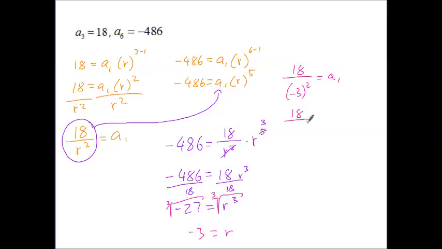18 divided by 9 is equal to a sub 1. So 2 is equal to a sub 1. And now we have all the elements we need to write our rule, which then looks like this now. A sub n is equal to 2 times negative 3 to the power of n minus 1.